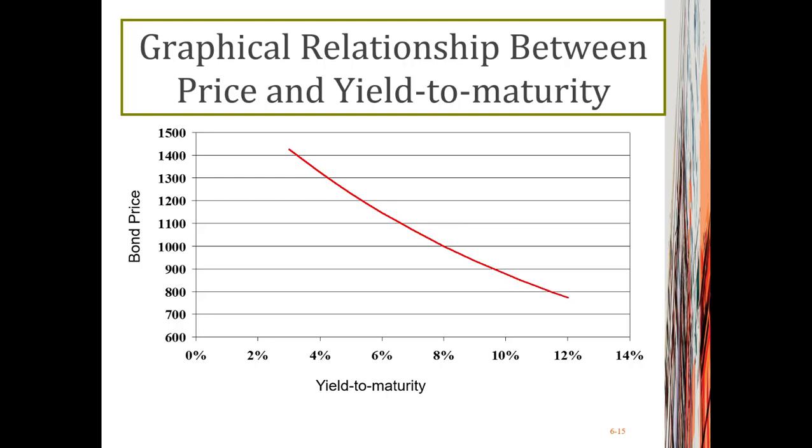So this picture shows you the most important thing for bond valuation: the inverse relationship between interest rates or yield to maturity and bond price. Higher interest rates or higher yield to maturity means lower bond price, and a lower interest rate means higher bond price.